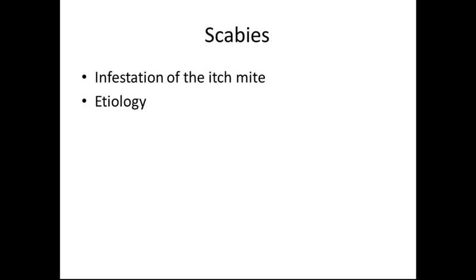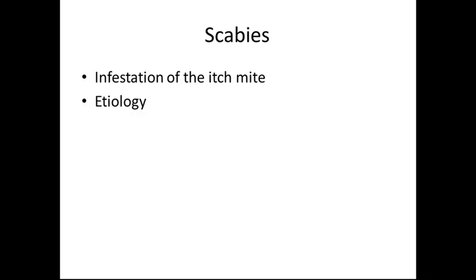Scabies is an infestation of the itch mite. The etiology is that the pregnant mite burrows under the skin and lays eggs near the surface of the skin. The eggs hatch in 3 to 4 days and mature on the surface of the skin in 2 to 3 weeks. Then they mate and the cycle starts all over again.